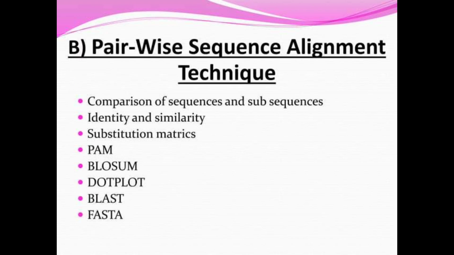And pairwise sequence alignment is done by PAM substitution matrix, that is identity and similarity matrix, known as the similarity matrix, and the substitution matrix of PAM, percentage accepted mutation, percentage amino acid mutation, BLOSUM, dot plot, BLAST, and FASTA.